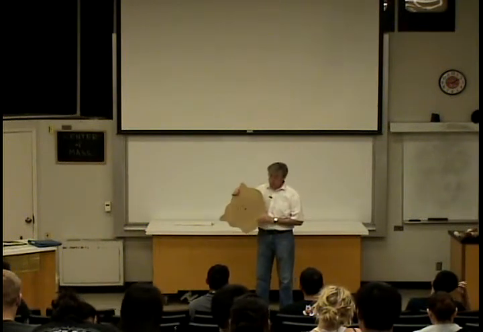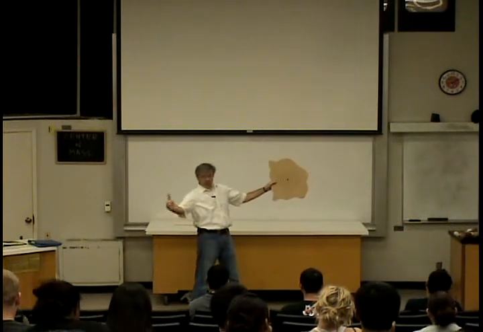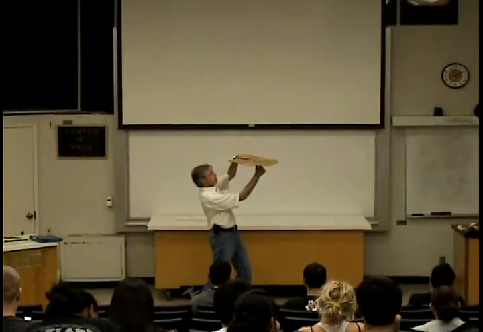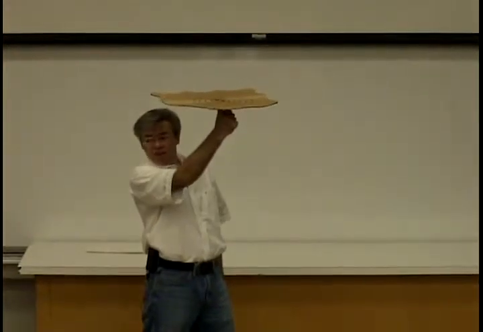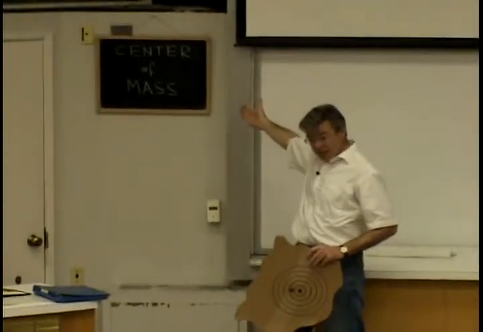Now, there's something special about that red dot. Watch me. I'll put my thumb right at the red dot, now support it. I can balance. So there's something special with that red dot. It's called the center of mass, okay?